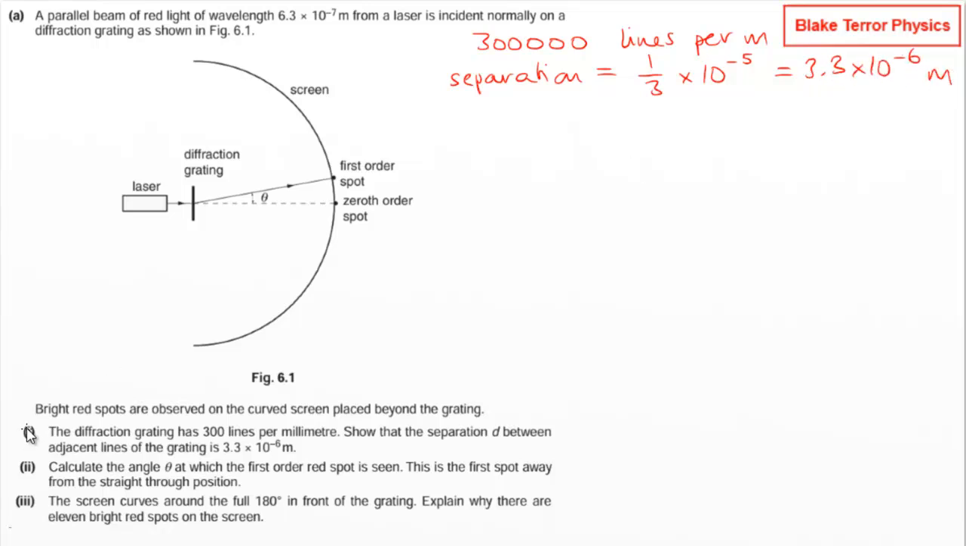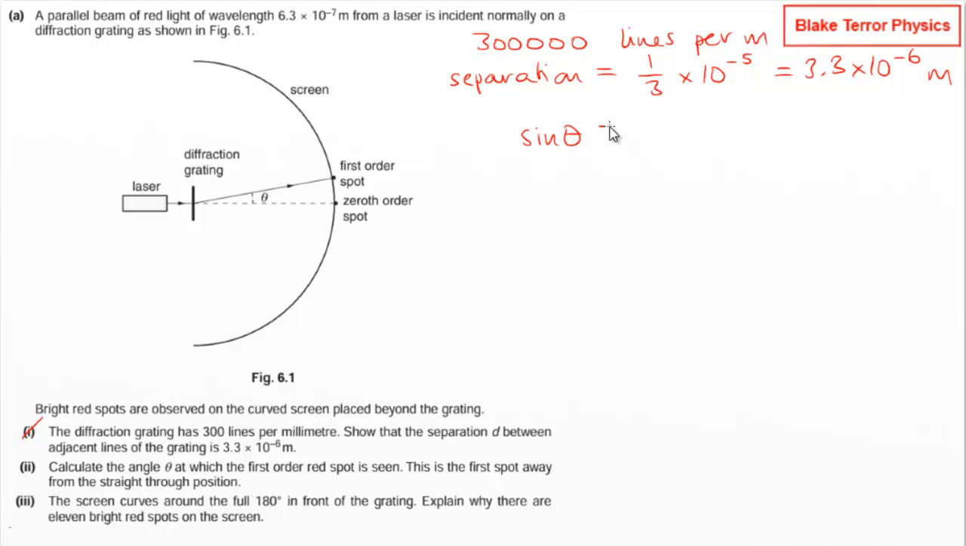Fair enough. Okay. Calculate the angle theta at which the first order red spot is seen. So first order spot on this, so we need our diffraction grating equation.